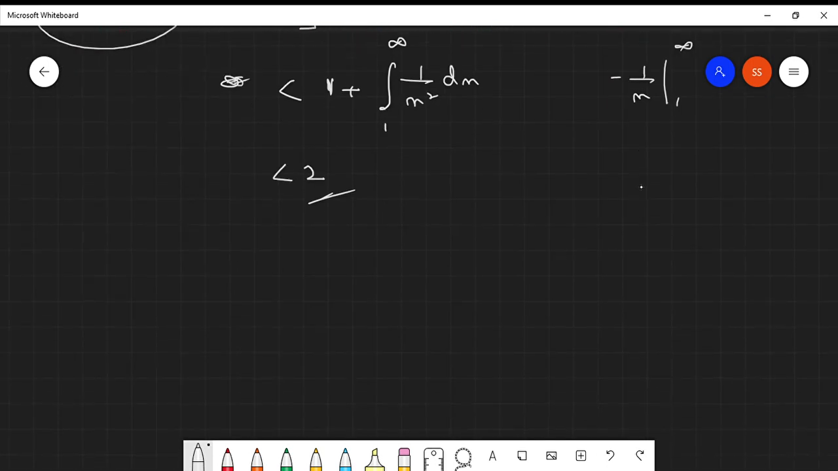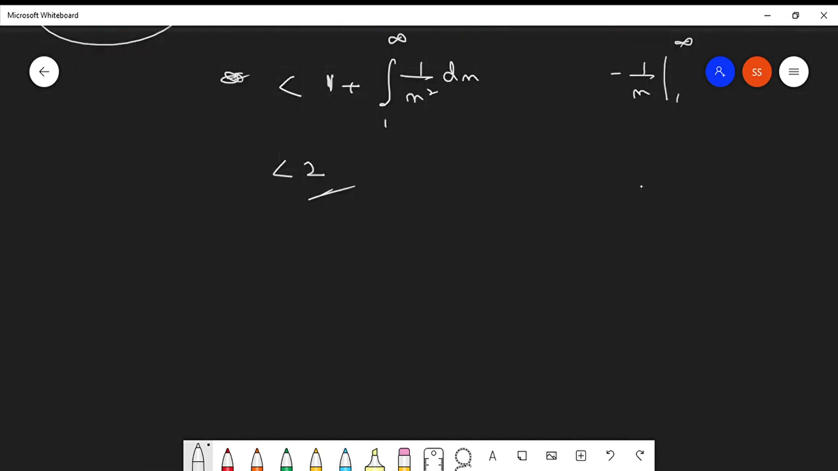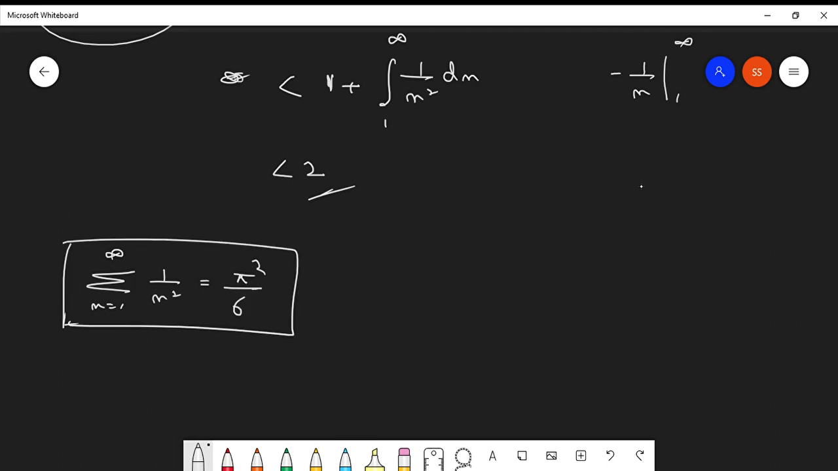The sum of the series is equal to pi square over 6. This is a very important result. The sum from n equals 1 to infinity of 1 over n square is equal to pi square over 6. That is an approximate value, but it is known to be pi square over 6. Okay, is it clear?